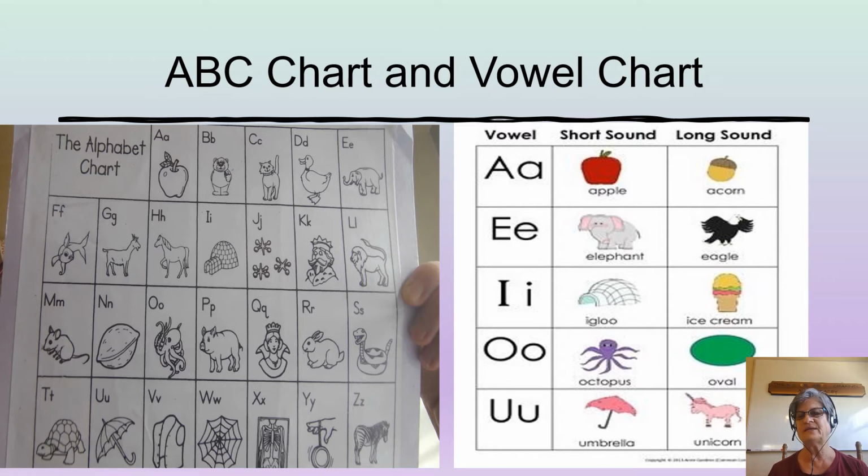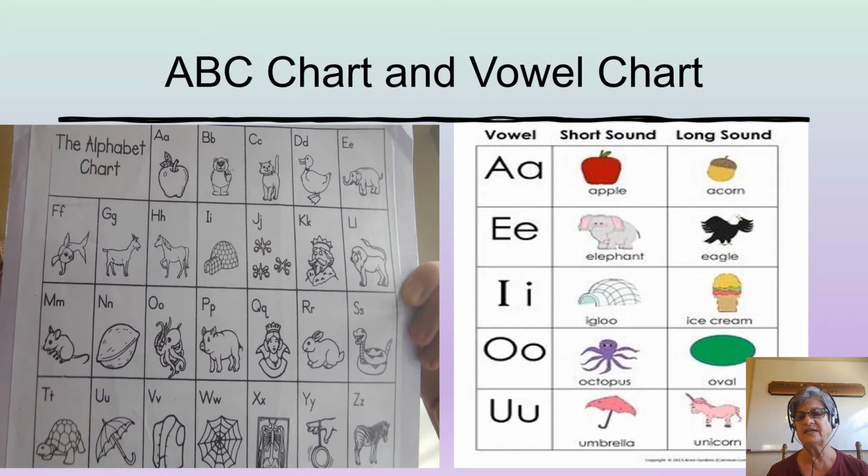Next to it, you see a picture of an ice cream. Let's say that. Ice cream. At the beginning of the word ice cream, you heard the I sound. That's the long vowel sound that the I makes. Next, on the next row, you see the letter O. Next to that, you see an octopus. Let's say it. Octopus. At the beginning of the word octopus, you heard the short O sound. That's a short vowel sound the O makes.